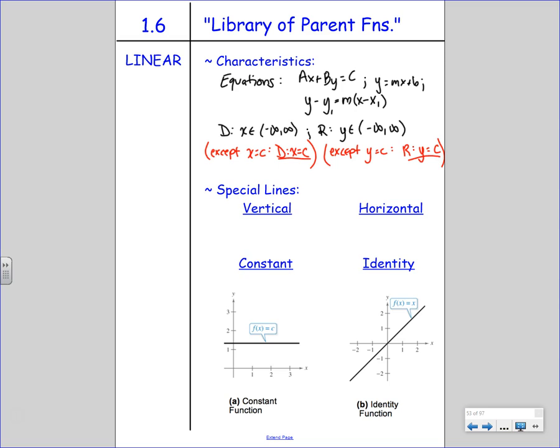Special lines, we already talked about vertical, that's x equals c. Horizontal, that's y equals c. We already talked about the exceptions of those two special lines. I guess you can graph it if you really want to, but otherwise we're good. The constant function, some of you couldn't see it, it is f of x equals c, or y equals c.